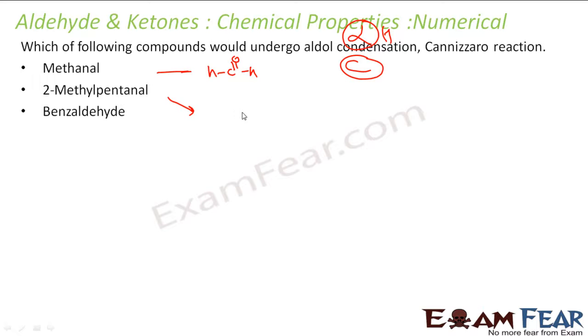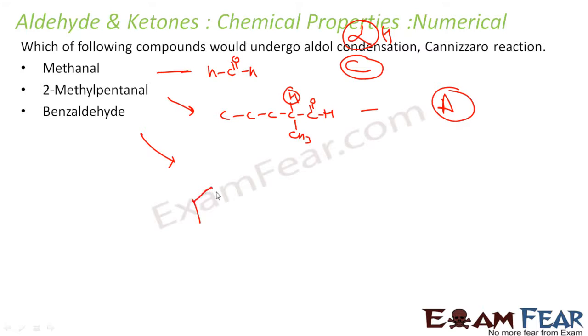Next is 2-methyl pentanal. So let me draw this: meth, eth, prop, but, pent, anal, and at the 2 position I have a methyl. So this has hydrogen here. So it has alpha hydrogen and this is alpha hydrogen. Since it has alpha hydrogen, it will go for aldol condensation.